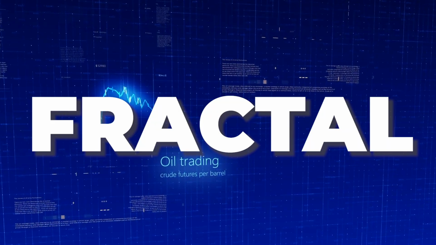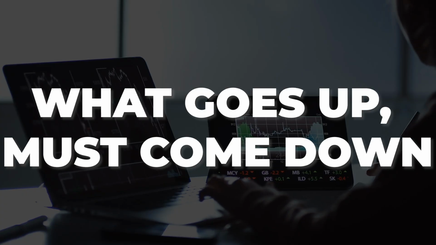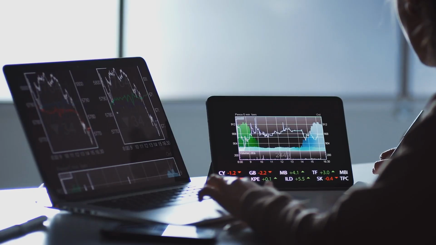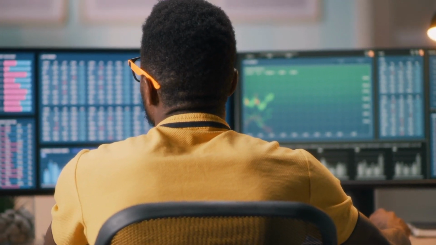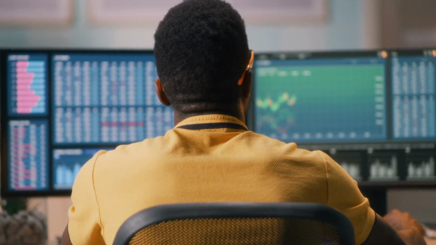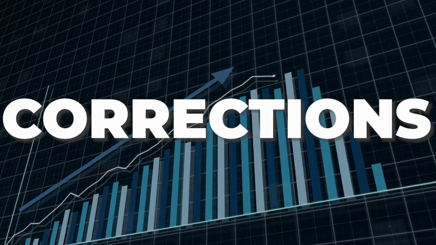In the financial markets, we know that what goes up must come down, as a price movement up or down is always followed by a contrary movement. Price action is divided into trends and corrections. Trends show the main direction of prices, while corrections move against the trend.